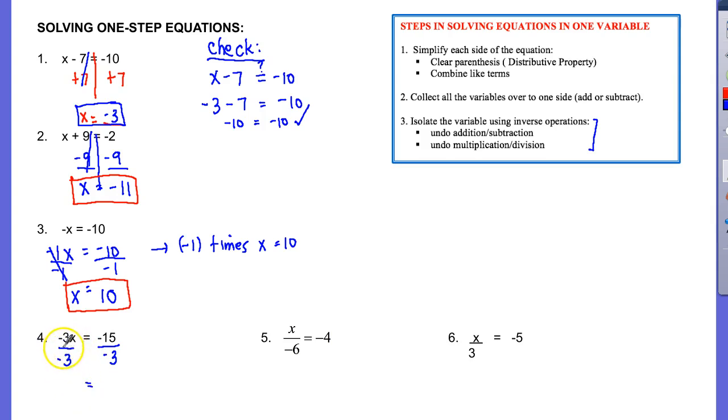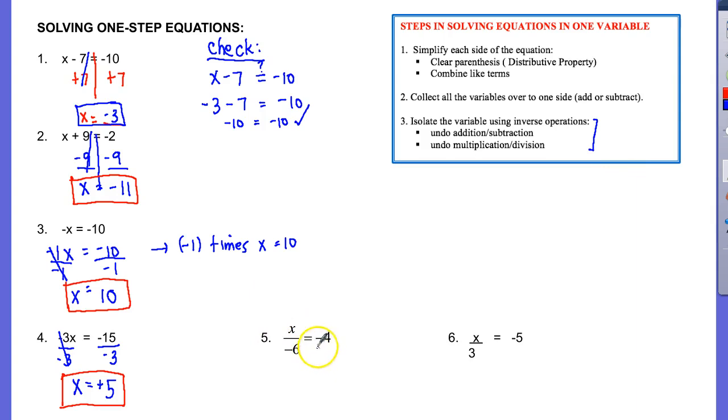So negative 3 divided by negative 3, that's just 1. And then you still have x. Negative 15 divided by negative 3. Well, you have signs here, so when you're dividing, same sign, that becomes positive. And then 15 divided by 3 is 5. So x equals positive 5. Then box it up. Box up your answer.